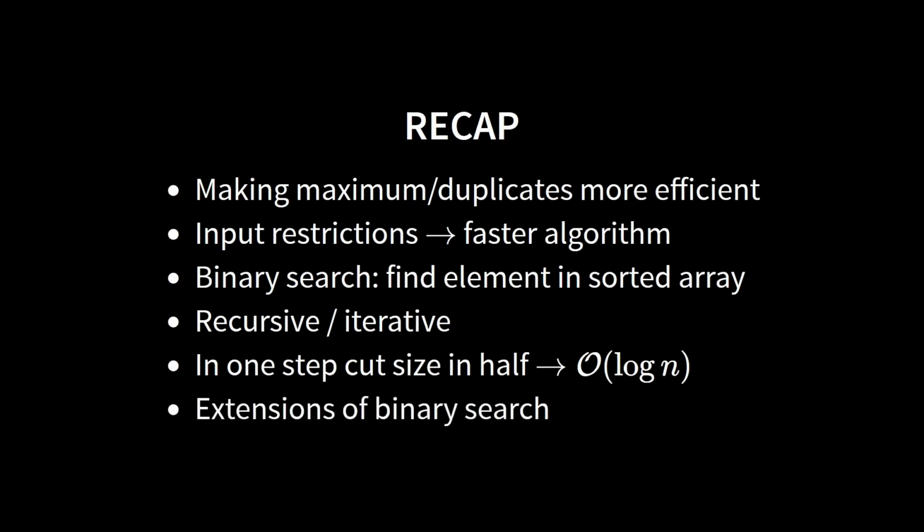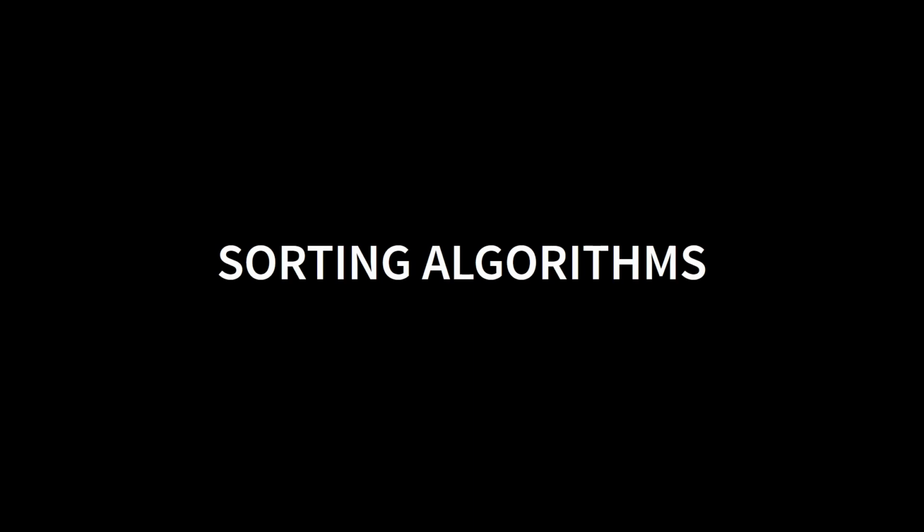And finally, we looked at how we can extend binary search to solve other related problems. However, there's one question we haven't answered yet. What if the array is not sorted? How can we get it into a sorted form so we can apply binary search? This is the question we want to address in the next videos, where we'll look at different sorting algorithms.